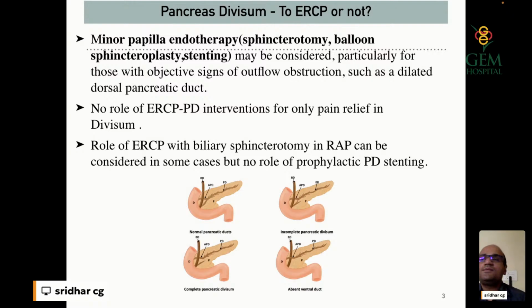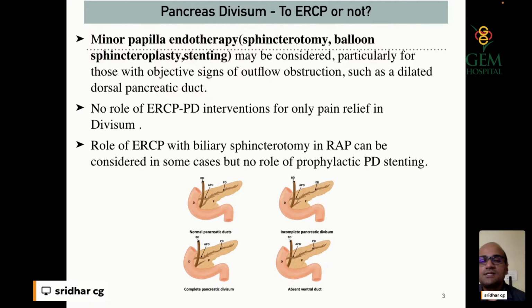The second topic of common dilemma is pancreatic divisum. We often get a referral saying we need ERCP for pancreatic divisum, but is it really necessary? We need to consider endoscopy in pancreatic divisum only in a dilated duct. There is no role of PD stenting for every case of pancreatic divisum just for pain relief. An acute pancreatitis needs to be treated like an acute pancreatitis irrespective of the cause, and pancreatic stenting is not going to improve the outcome of the patient in an acute setting.